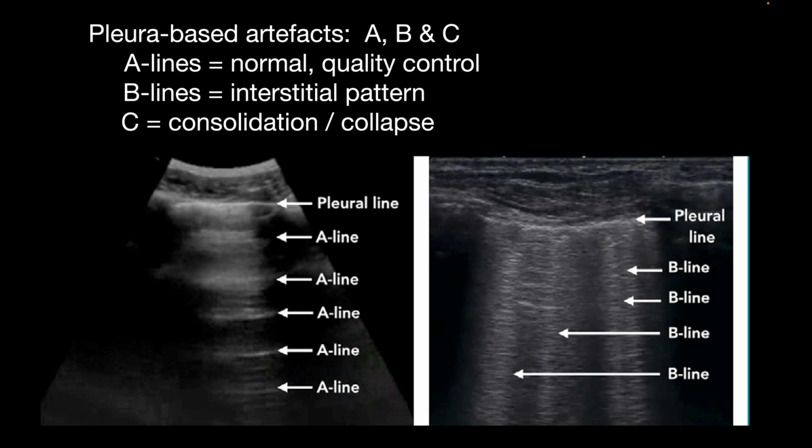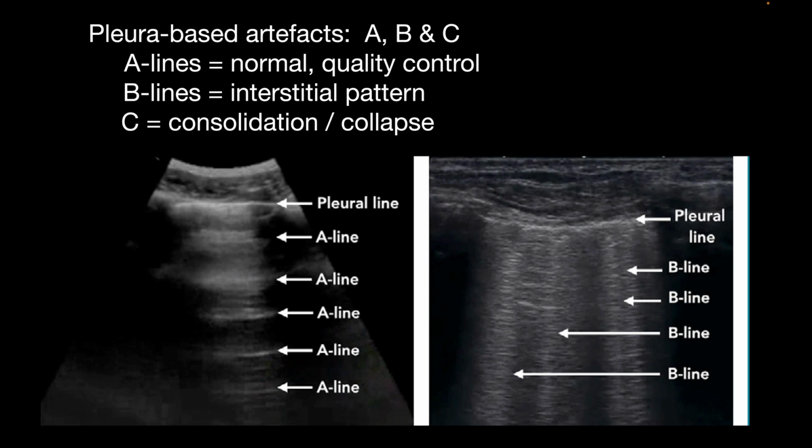Now, A-lines are also a bit of a quality control, because if you aren't hitting that pleural surface nice and square on, you haven't got your probe perpendicular, then the A-lines will tend to fade and you won't be able to see them very easily. So it can be a bit of a clue that you need to sharpen up your angle to make those A-lines stand out, and then you know that you've got your probe in the right orientation.